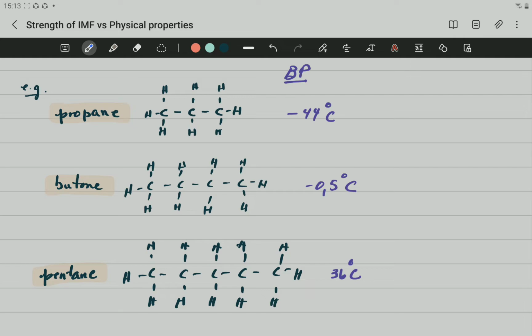So let's first analyze something. This one is a non-polar molecule, this one is a non-polar molecule, and this is a non-polar molecule. So all of them are non-polar. Therefore, we can make this comparison; we cannot compare a polar with a non-polar molecule. And all of them will have London forces.